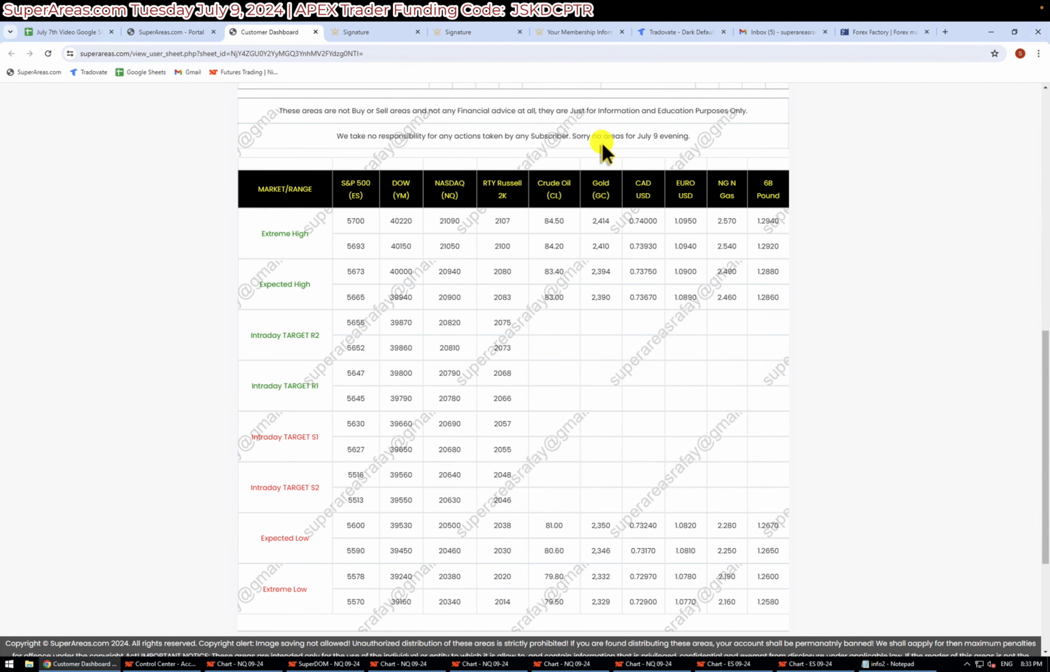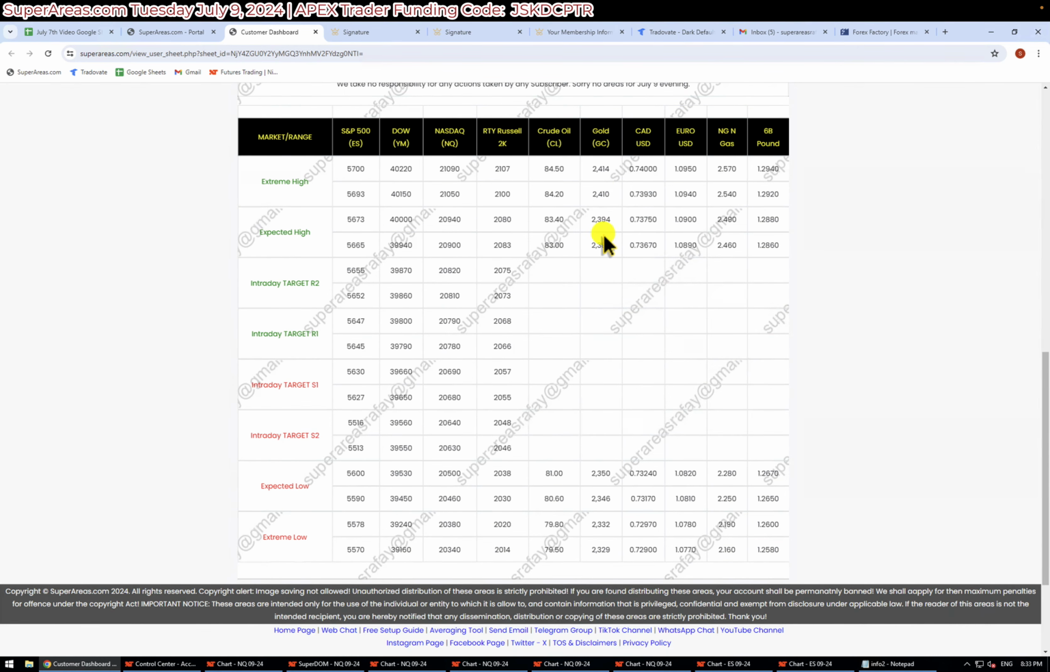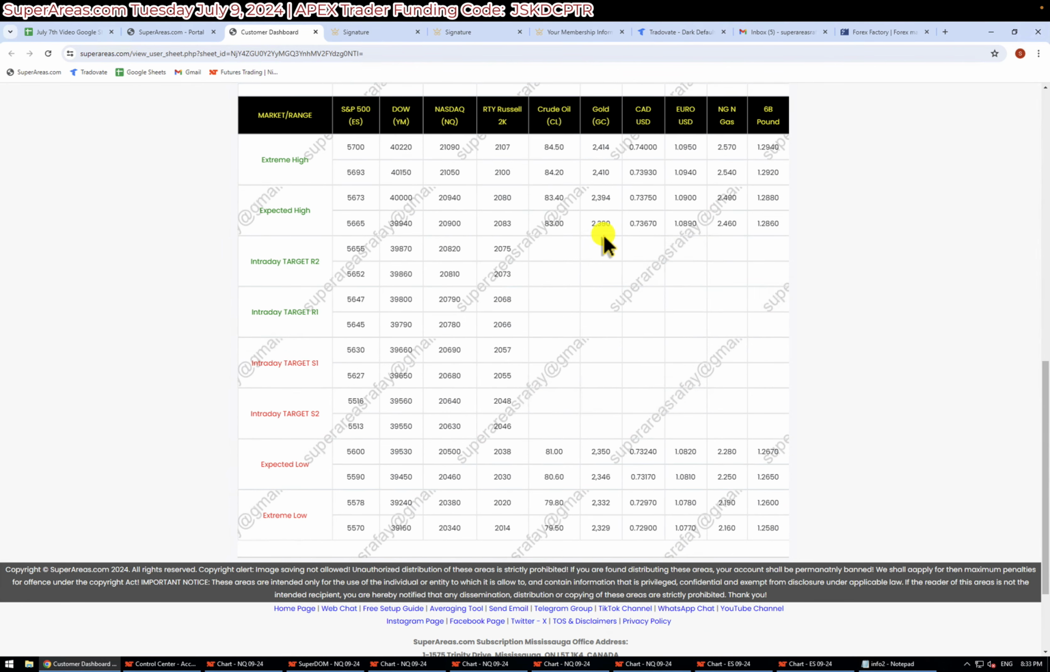And he already wrote, sorry, no areas for July 9th evening. So our tech team already gave some explanation that we are not going to post some areas on July 9th. Now, these are the areas. Of course, the market can do anything, anytime.